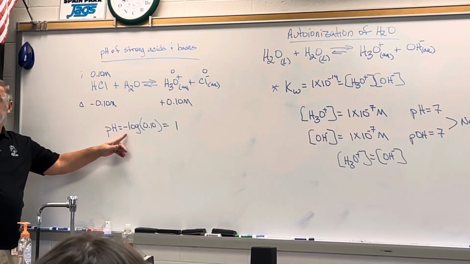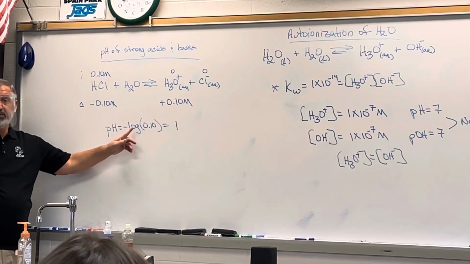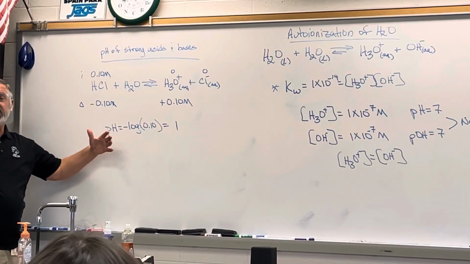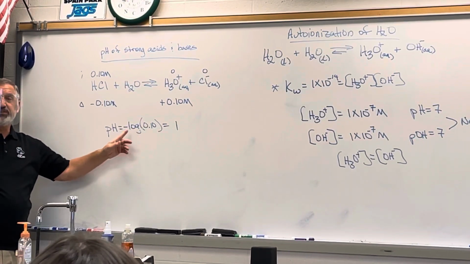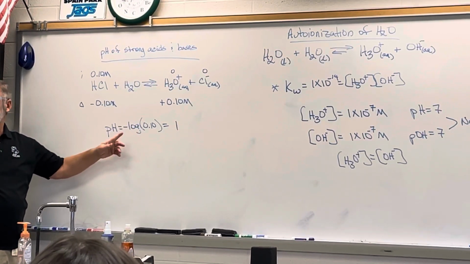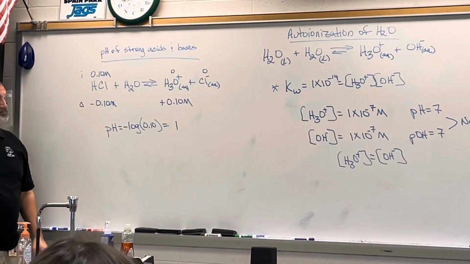Each time you go down 1, it's a factor of 10 because we're dealing with logarithms, 10 to a certain power. Okay? So it's not just a little bit stronger acid. A 5 is 10 times stronger than a 6. A 4 is 10 times stronger than a 5. So a pH of 1 is a pretty low pH.